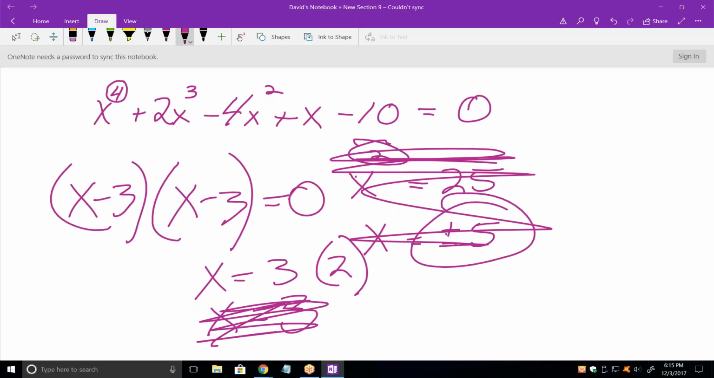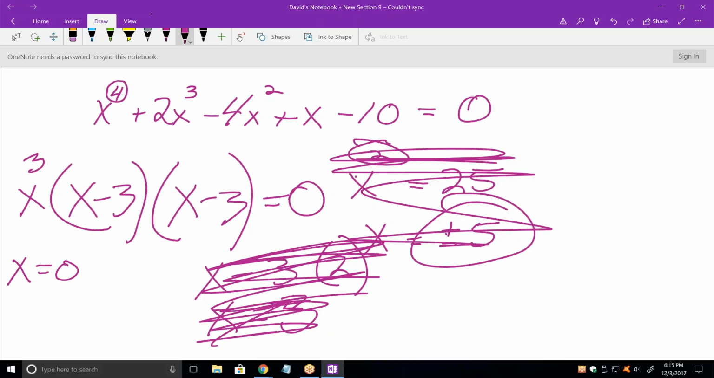Yeah, we have. Okay, that's what it means. If I had x cubed times those two, x equals 0 is a solution with multiplicity of what? 3, yeah. Because what this means is x times x times x times x minus 3 times x minus 3 equals 0. So each of those x's can be 0. And then we would also have x equal 3 with multiplicity 2.